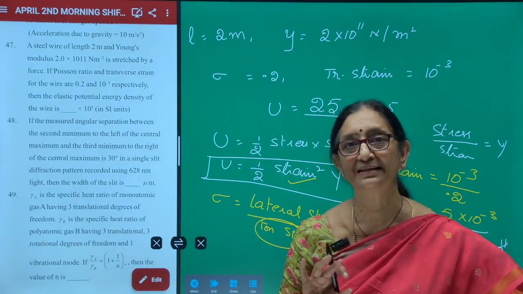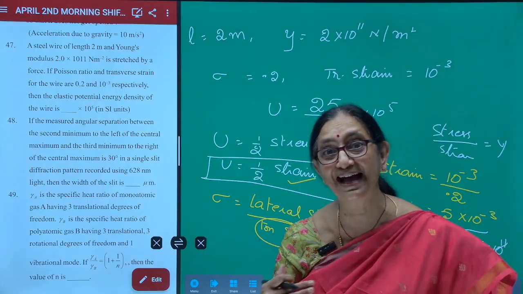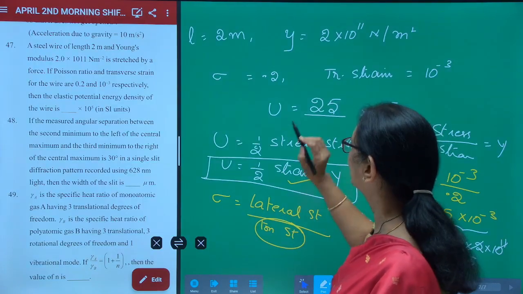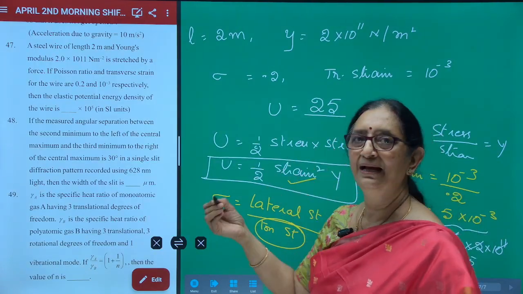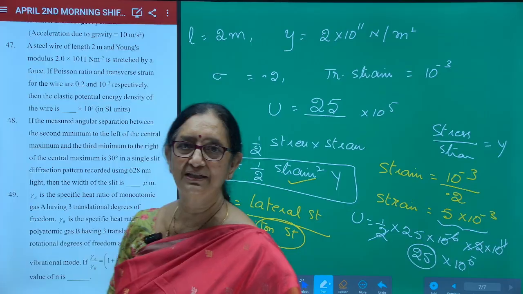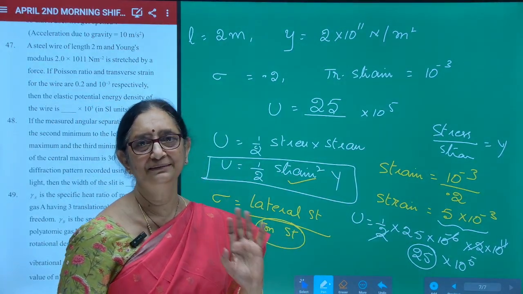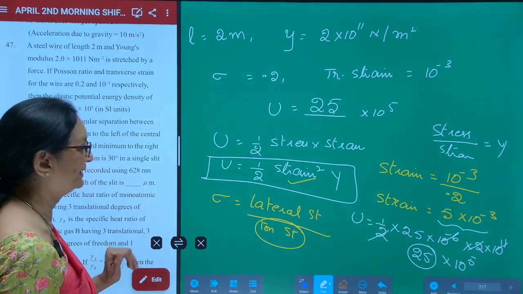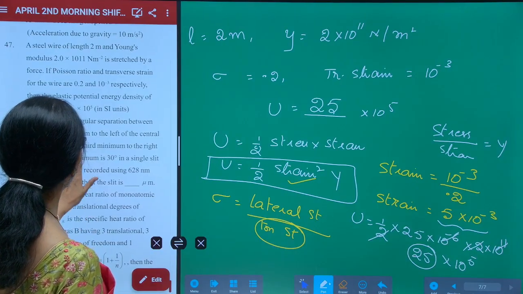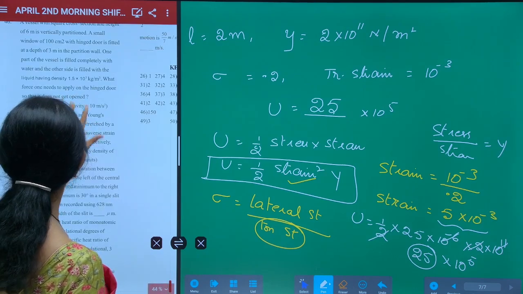There, that strain is longitudinal strain. So, here Poisson's ratio is given, transverse strain is given. So, Poisson's ratio is lateral strain by longitudinal strain. From that we could get the longitudinal strain and substitute that value here, and finally we could arrive at energy density. Next problem, 49th question. Look into this 49th question.